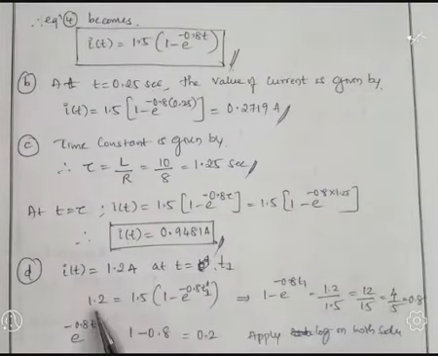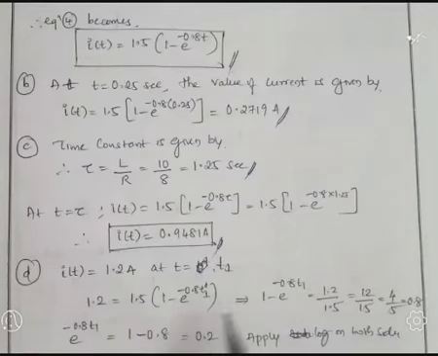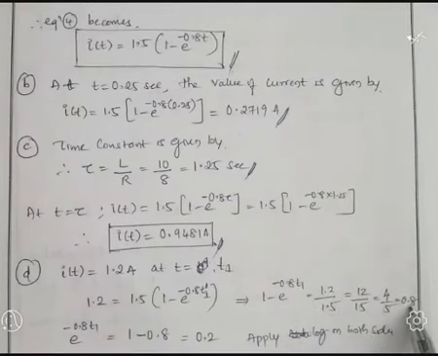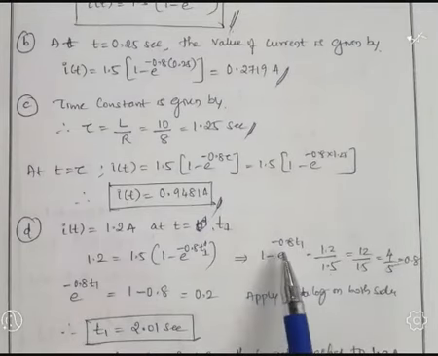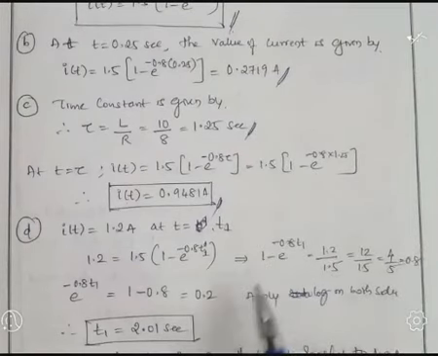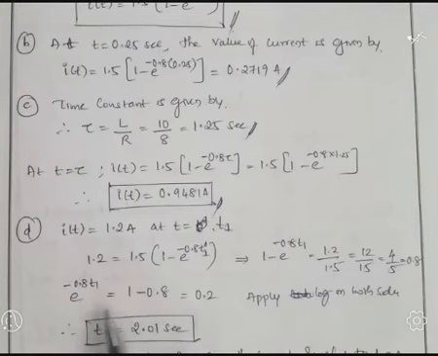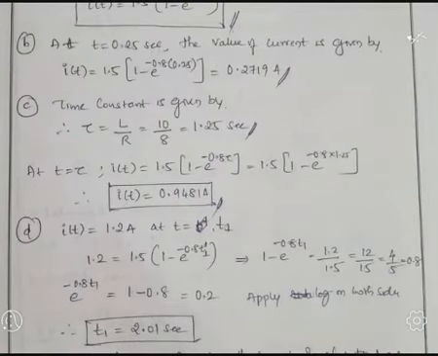Hence, further simplification: 1.2 divided by 1.5 is equal to 1 minus e to the power minus 0.8 t1, which gives 0.8. Next, I will take the term e to the power minus 0.8 t1 to the other side, and this term to the left-hand side. Hence it becomes e to the power minus 0.8 t1 equal to 1 minus 0.8, that is 0.2. Apply the log on both sides and do the simplification. We will get t1 equal to 2.01 seconds.